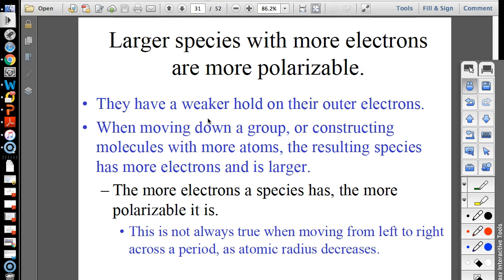All right. Larger species with more electrons are more polarizable. They have a weaker hold on their outer electrons because they have more energy levels, so the distance is greater. When moving down a group or constructing molecules with more atoms, the resulting species has more electrons and is larger. The more electrons a species has, the more polarizable it is. You got it?